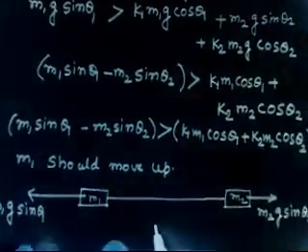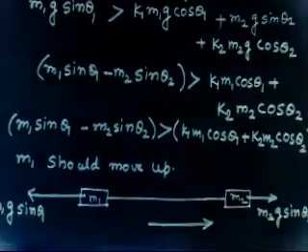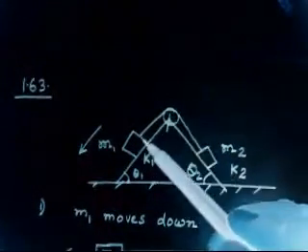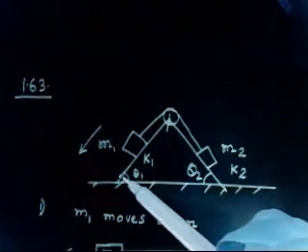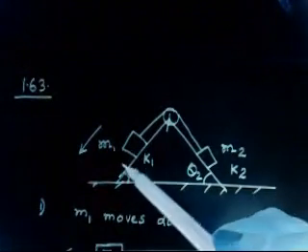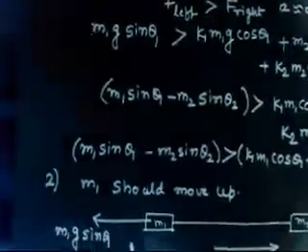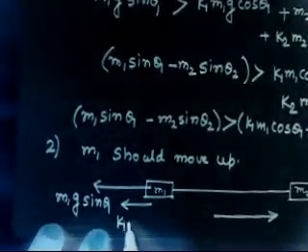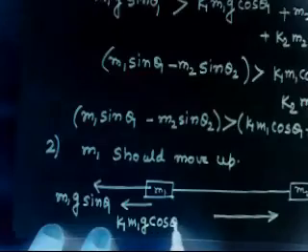Now this block has a tendency to go in this direction. So let us try to see the picture here. If you see, this has a tendency to go up. This means on this block friction force will act in the downward direction. Are you getting? That is the direction of M1G sin theta. So in this case, friction force will also act in this direction, and the value will be K1 M1G cos theta 1.